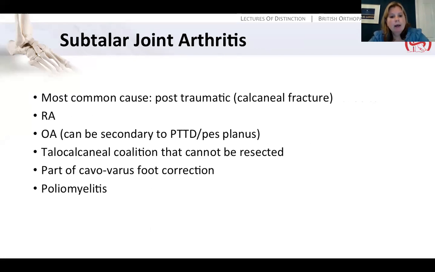So the most common cause of subtalar joint arthritis is going to be post-traumatic after a calcaneal fracture, but it's quite common in rheumatoid arthritis, and you can just get osteoarthritis. The other fun ones for subtalar joint arthritis are old talocalcaneal coalitions that can't be resected, and you often fuse subtalar joints related to cavovarus foot deformity, in the old days poliomyelitis.